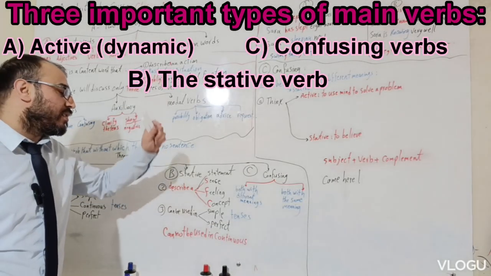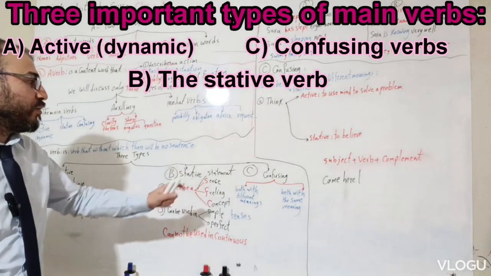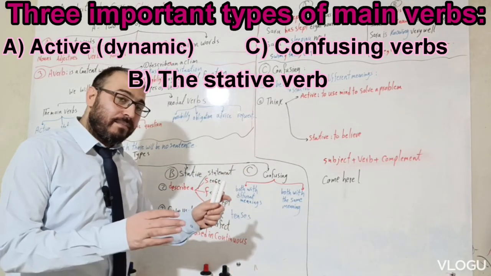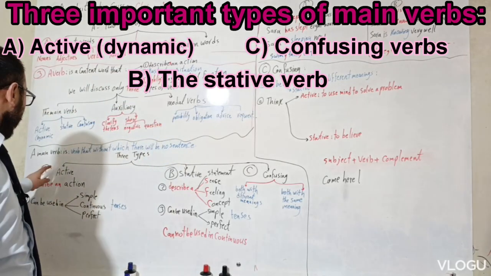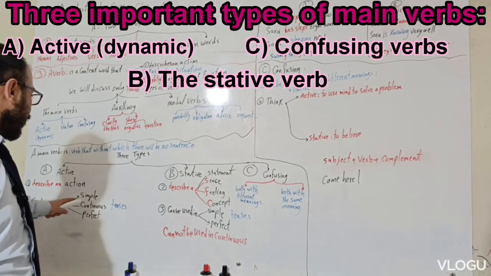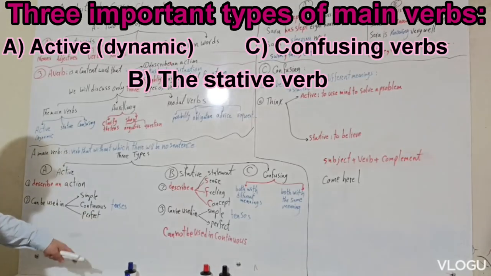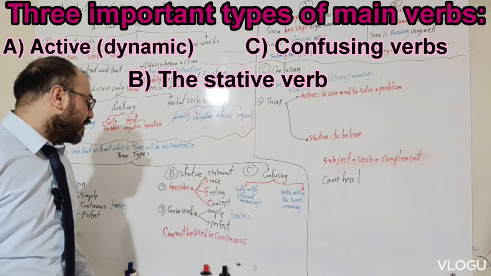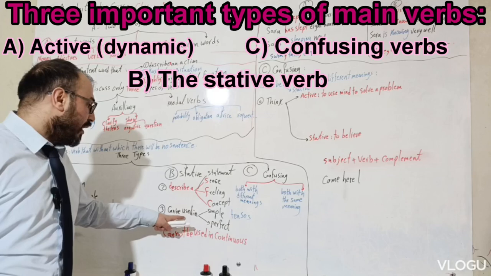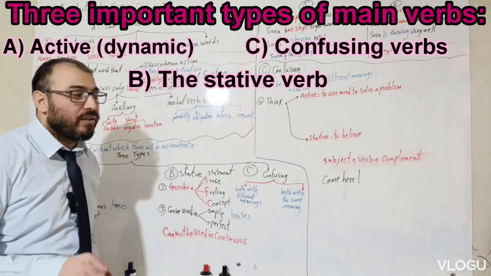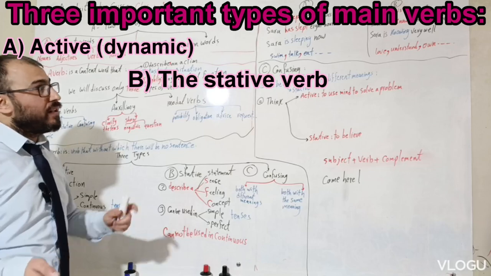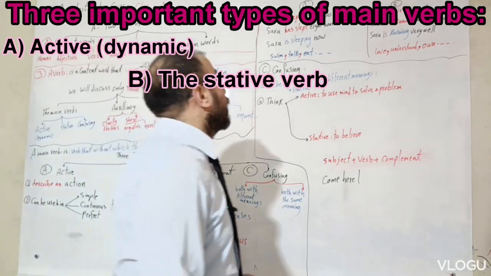Before we discuss these examples, allow me, my friends, to talk briefly about confusing verbs. Confusing verbs are verbs that sometimes can be used as active verbs. Dynamic verbs can be used in simple, continuous, and perfect tenses, and sometimes can be used with a stative situation, like simple and perfect, and they cannot be used in continuous tenses. Now, my friends, let's move to talk about the examples.